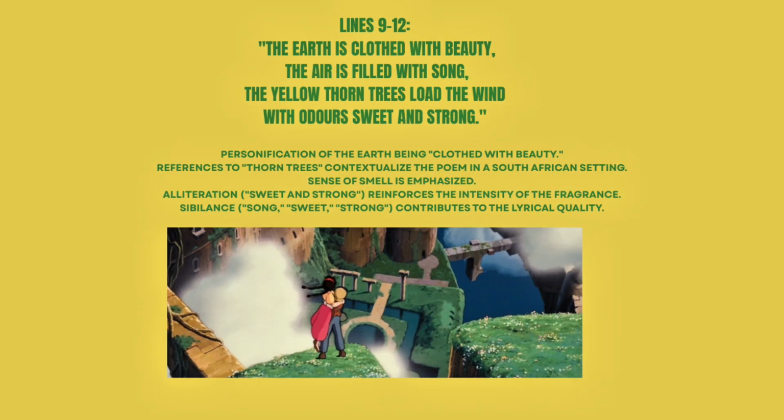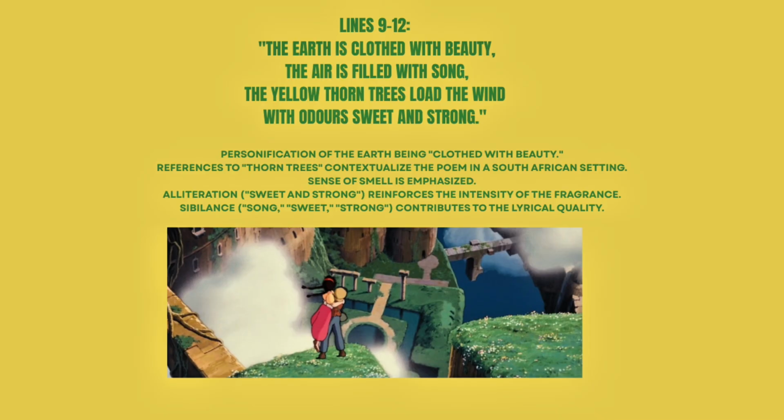Line 9 to 12. The earth is clothed with beauty, the air is filled with song. The yellow thorn tree loads the wind with odors sweet and strong. So looking at the word clothed, right, that is a personification. So the earth is wearing beautiful clothing. That's personification, given the human quality to wear clothes. So then every part of the world is covered with these clothes and is filled with beauty.